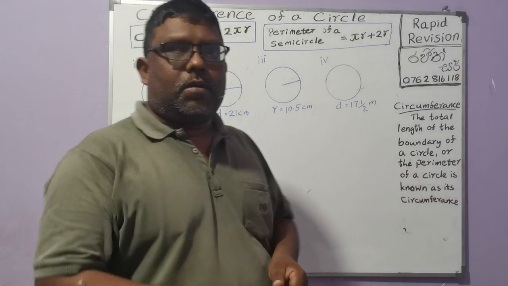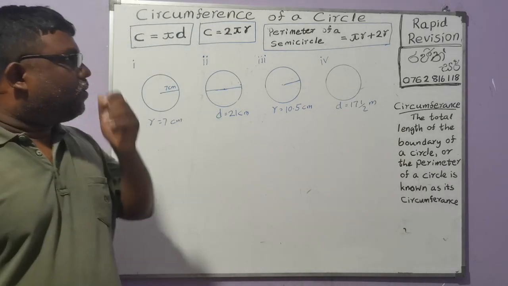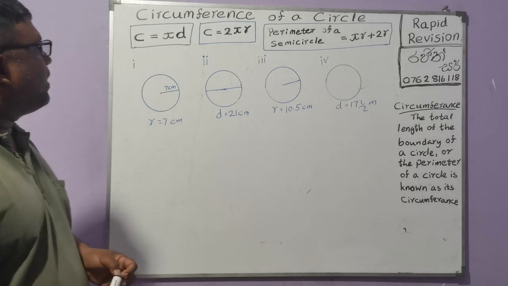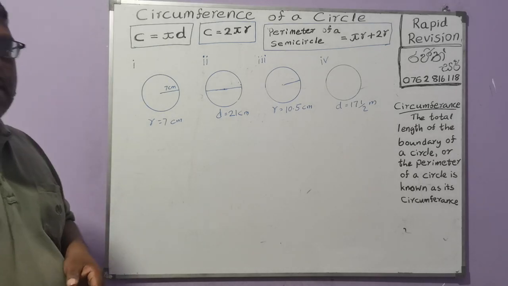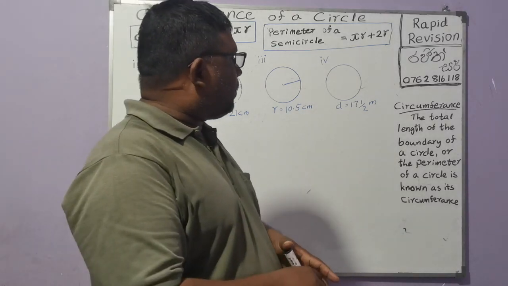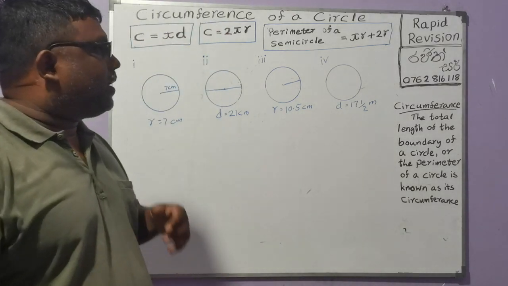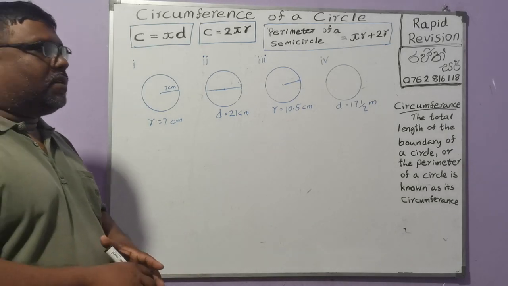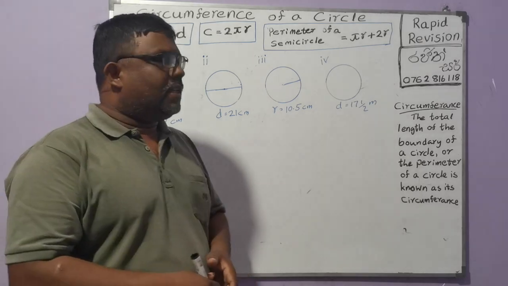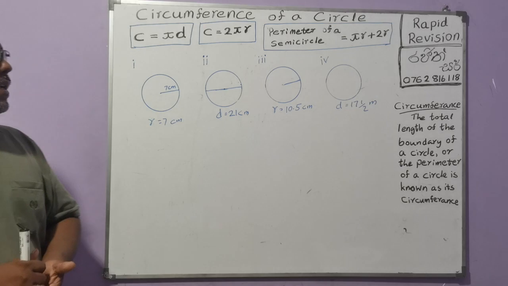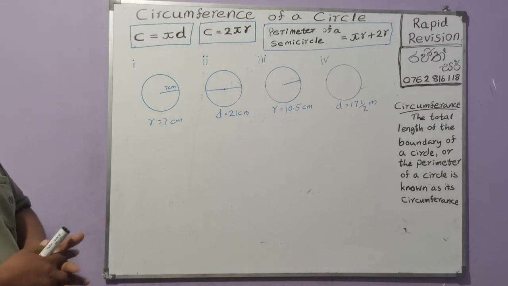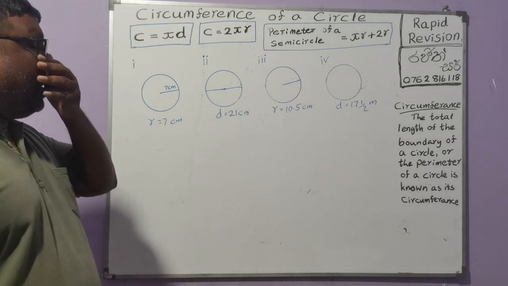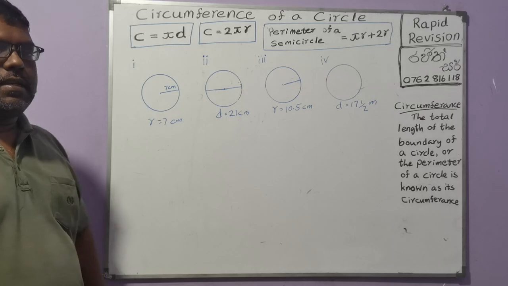Right. Good evening, students. Today we are going to do a repetition for the lesson of circumference of the circle. That is one of the lessons in the grade 9 syllabus. Even grade 10 students and grade 11 students can follow this and revise your knowledge with this lesson.